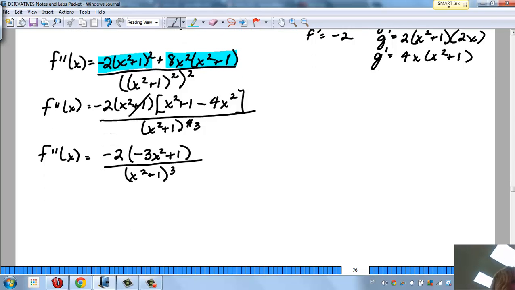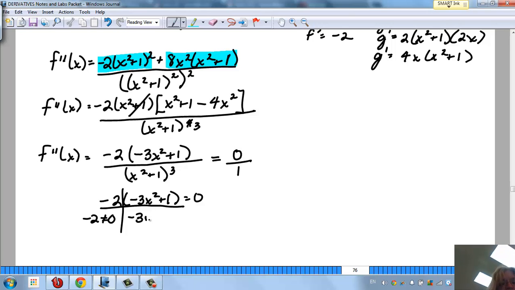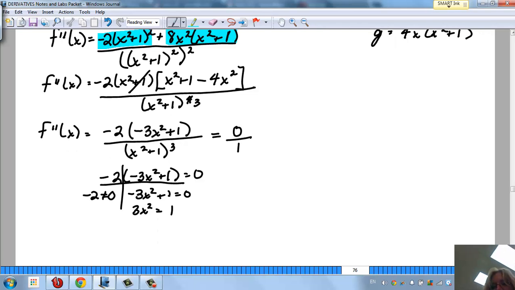It's done. Now we have to put this equal to 0 and do 0 over 1 if you want, so you can cross multiply. You would see that you look at the numerator and say, okay, negative 2 times a negative 3x squared plus 1 has to equal 0. Make your big T here. Negative 2 will never equal 0. Negative 3x squared plus 1 equals 0. So I have 3x squared equals 1. Divide by 3. I have x squared equals 1/3. Square root, I have x is going to equal plus or minus radical 1/3. So that's what we're concerned about.